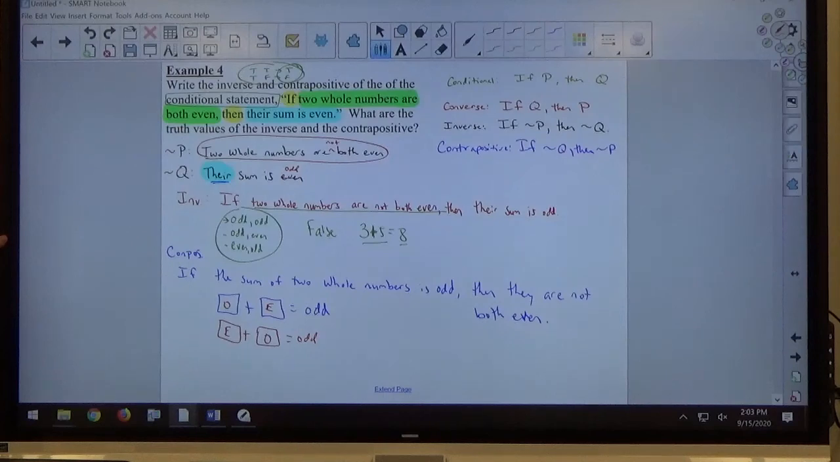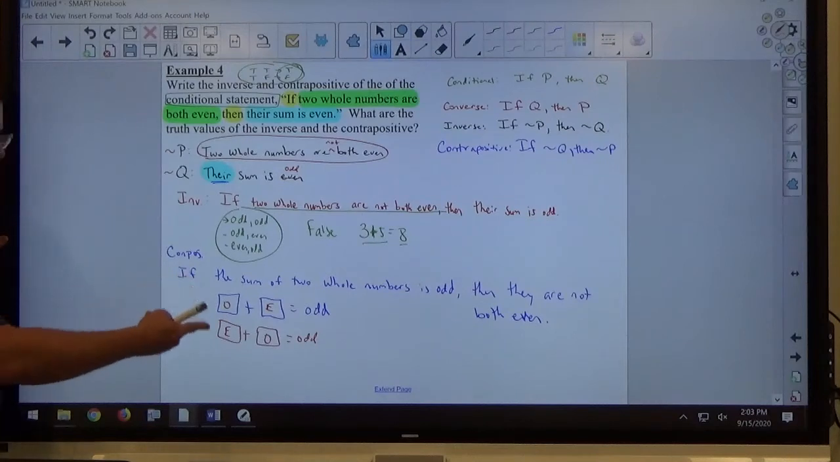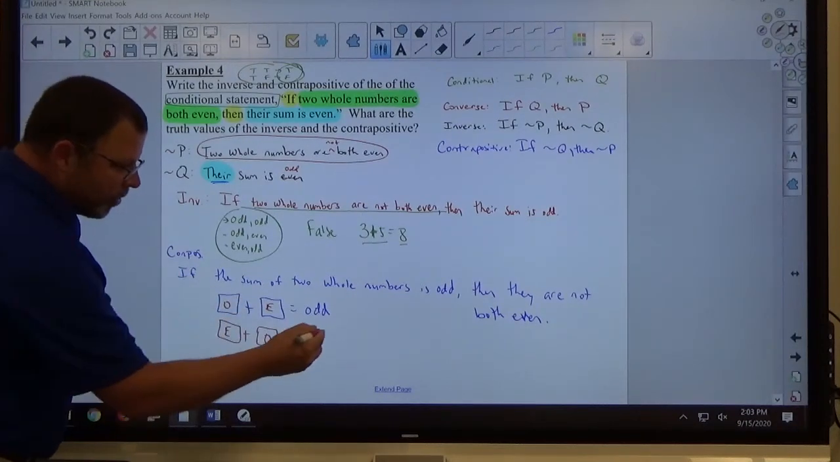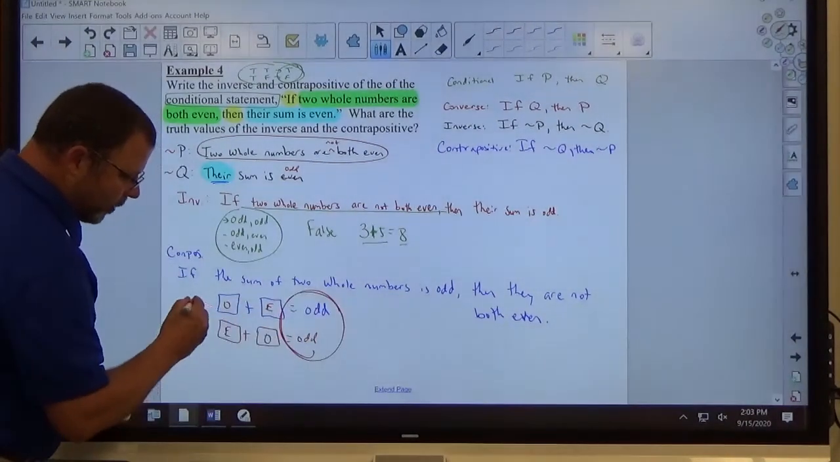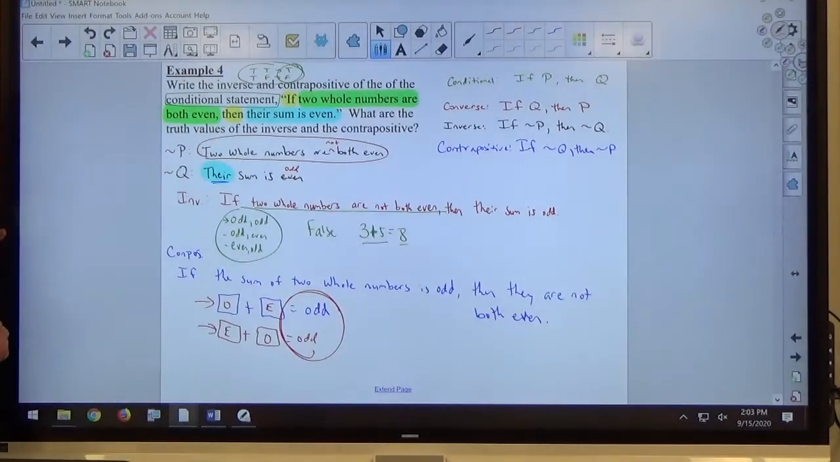There's no other way to do it. If I'm adding two numbers up, one's odd, one's even, I get an odd sum. If I add two odds, I get an even. If I add two evens, I get an even, right? That's the only way to make odd, right? So I'm getting an odd answer. These are the only two ways to do it, and in either way, they are not both even.